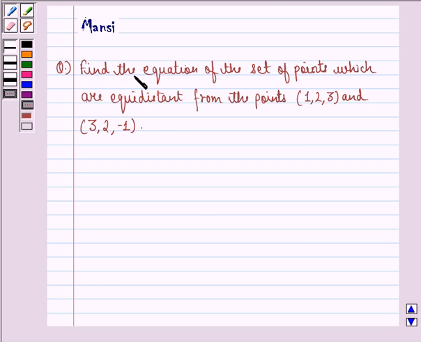The question says, find the equation of the set of points which are equidistant from the points (1, 2, 3) and (3, 2, -1).